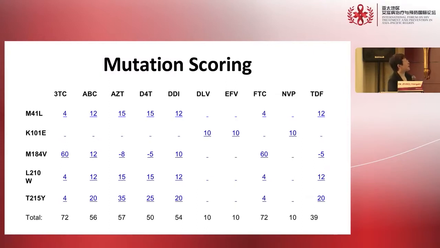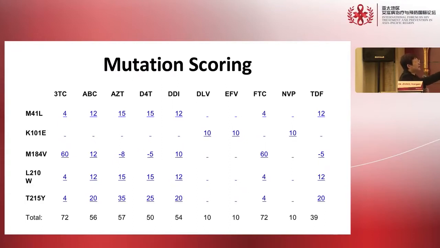So why is there a phenomenon of cross resistance? I'd like to show you, for example, M184V. That's for lamivudine and FTC. So it will make the two drugs highly resistant. You can see that once the virus is resistant to lamivudine, for ABC the score also increased. So that means when the patient acquires the M184V mutation, the resistance level to another drug like ABC will also increase. This is the so-called cross mutation.